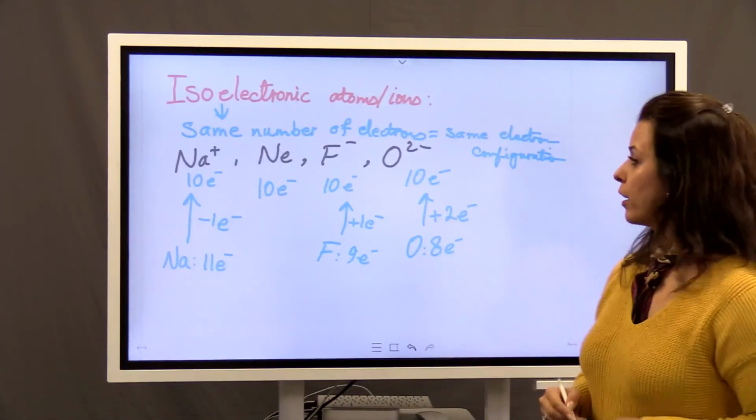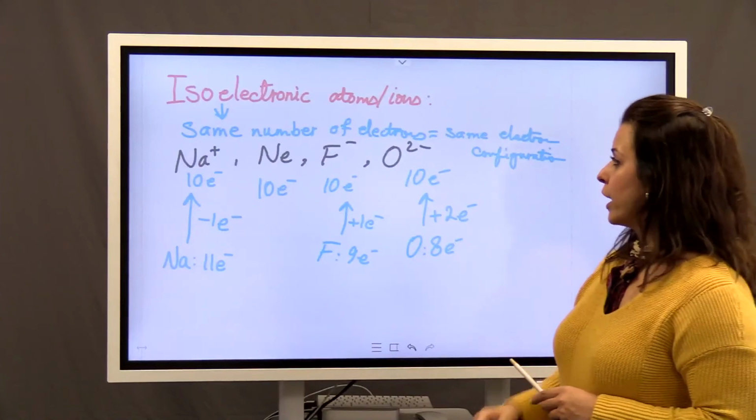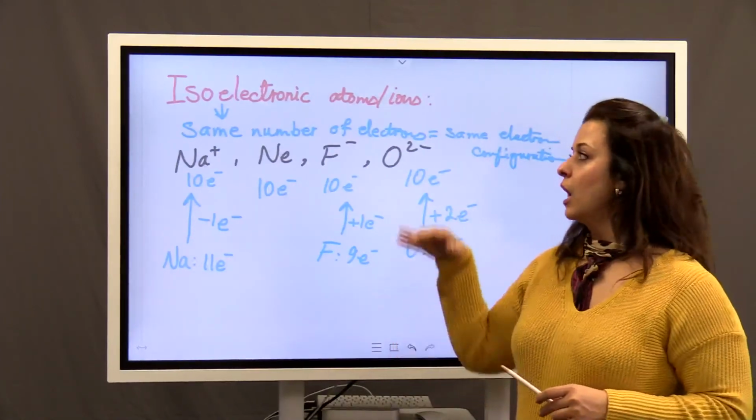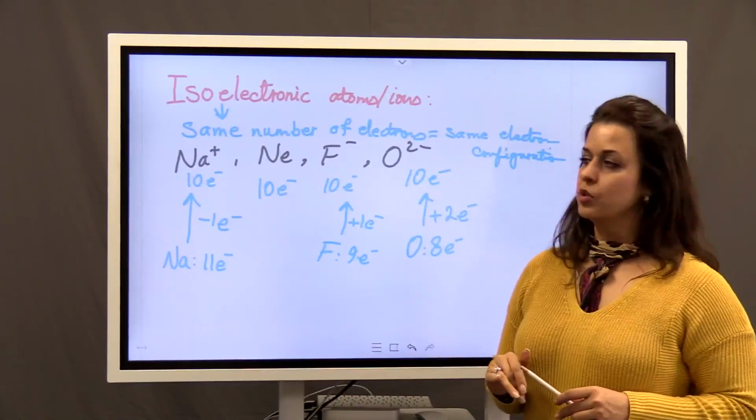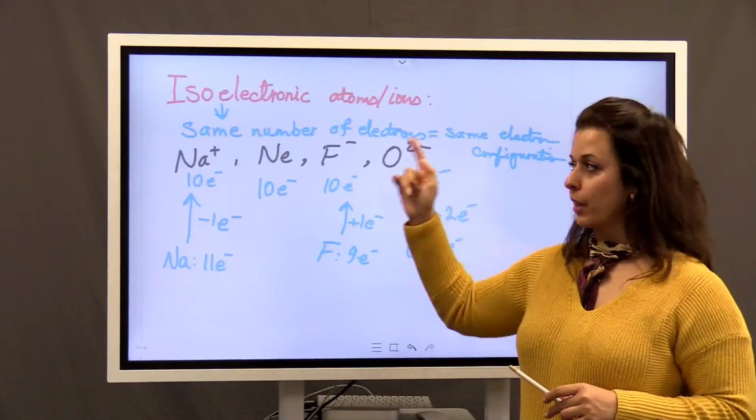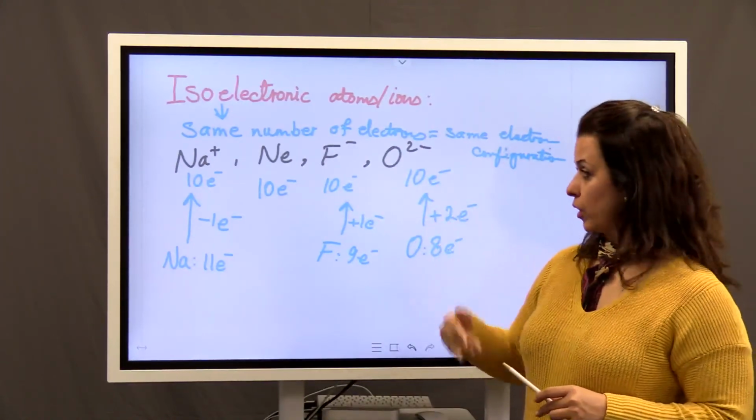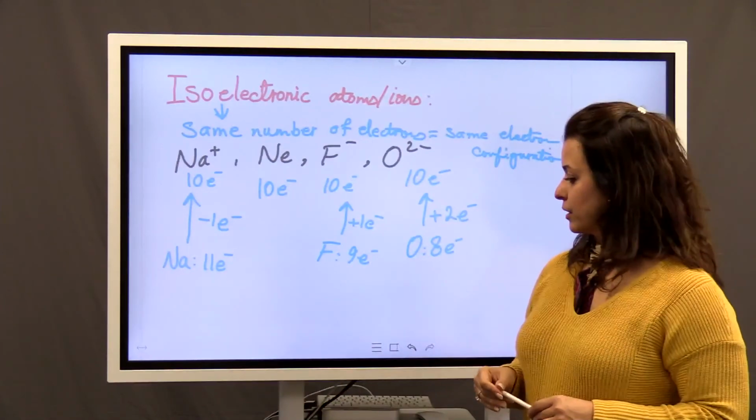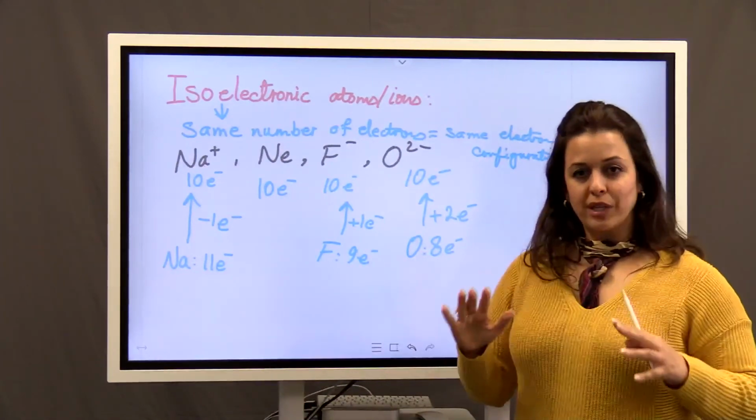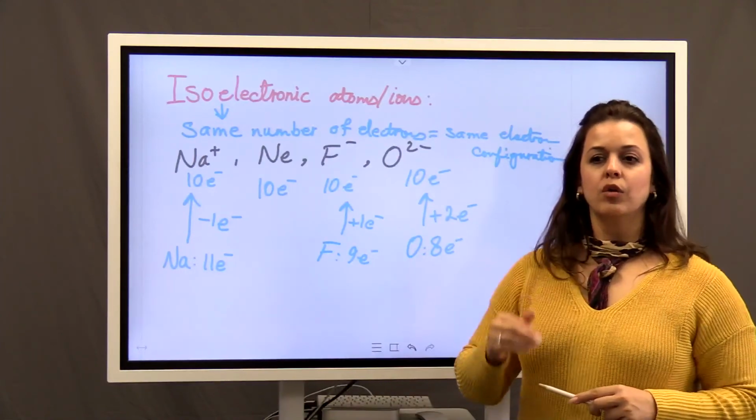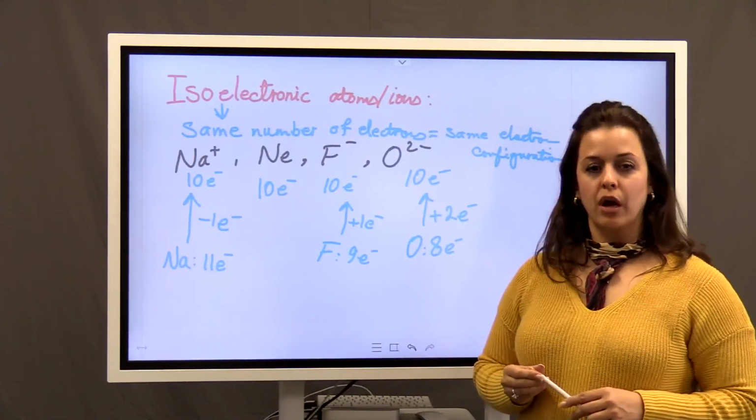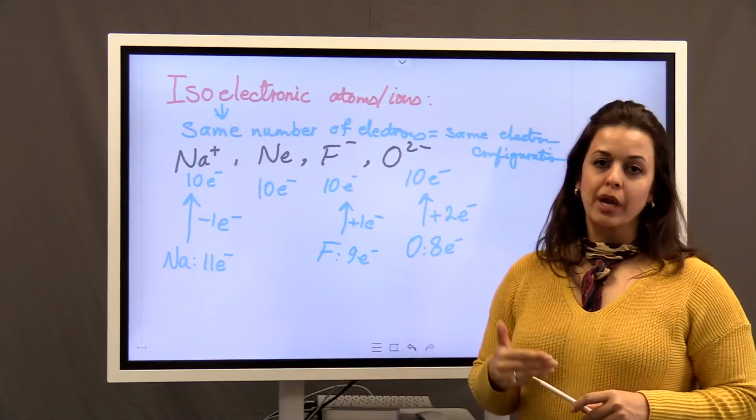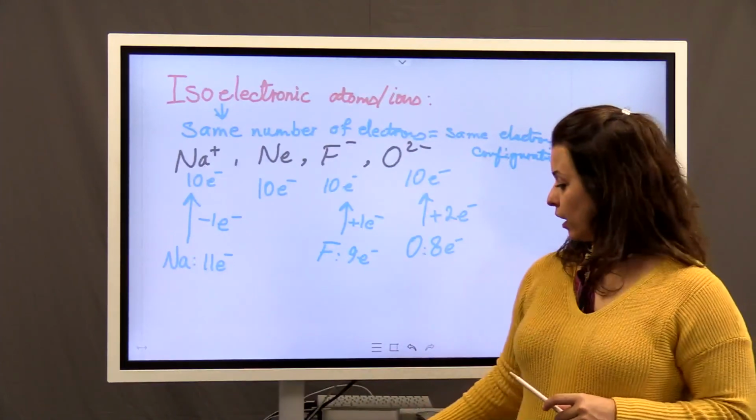You see sodium ion, neon, fluoride, and oxide, they're all called isoelectronic to each other because they all have the same electrons. So isoelectronic atoms or ions are those that have the same number of electrons. We are done with electron configuration. In the next video, I will talk about periodicity, or some trends that repeat in the periodic table.